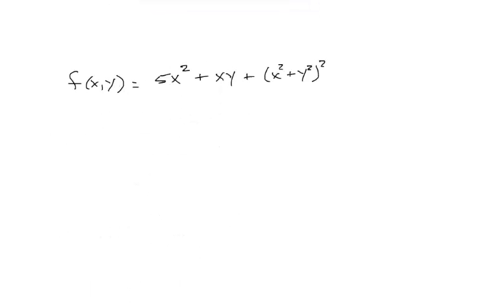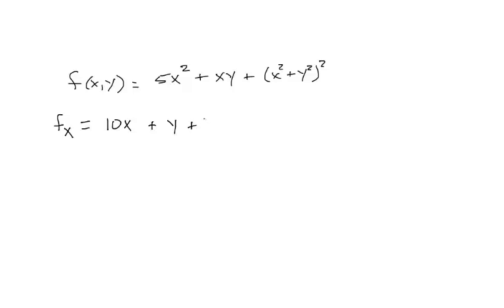In the next example, I have f of xy is equal to 5x squared plus xy plus x squared plus y squared all squared. So here, when we do f with respect to x, the first term becomes 10x. The second term we have xy, and remember that y is treated like a constant, and the derivative of x is 1. So we're left with plus y. And then the last part of this is the chain rule. So we need to apply the chain rule.